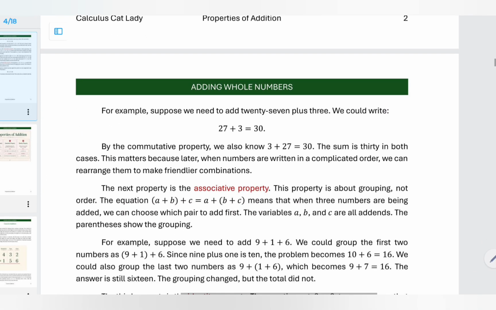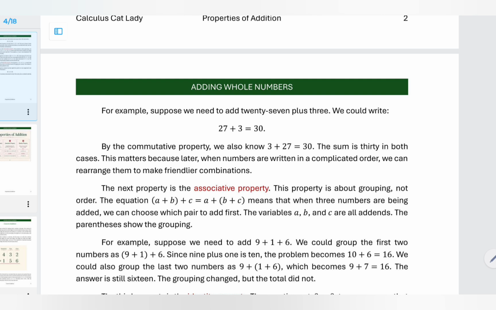For example, suppose we need to add 27 plus 3. We could write 27 + 3 = 30. By the commutative property, we also know 3 + 27 = 30. The sum is 30 in both cases. This matters because later, when numbers are written in a complicated order, we can rearrange them to make friendlier combinations.